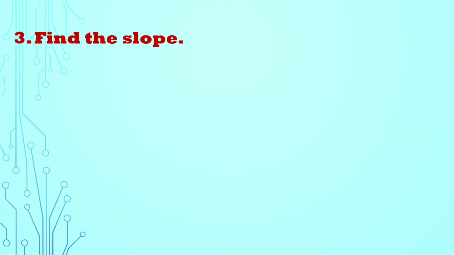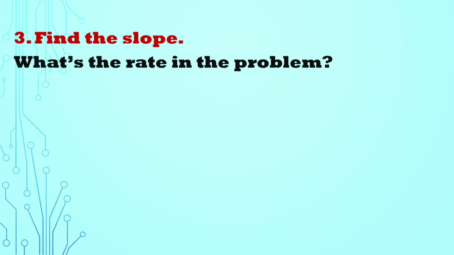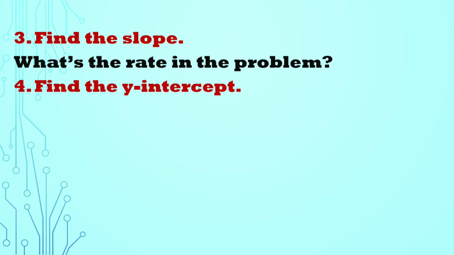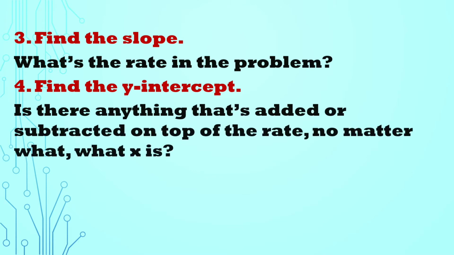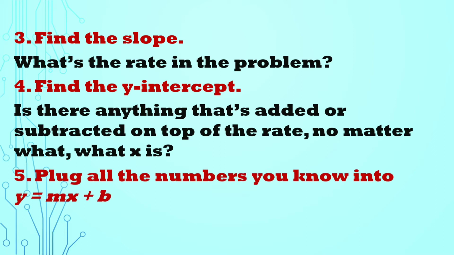Number 3, find the slope. So, what's the rate in the problem? Number 4, find the y-intercept. So, is there anything that's added or subtracted on top of the rate, no matter what x is? So, alam na natin na kapag y-intercept, ito yung kadalasang ina-add or sinusubtract on top of the rate. So, sa unahan ng slope. So, number 5, plug all the numbers you know into y equals mx plus b. So, example na tayo.